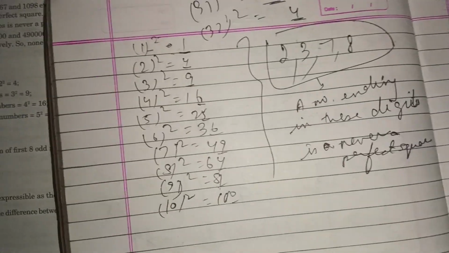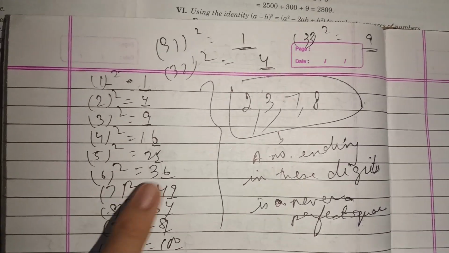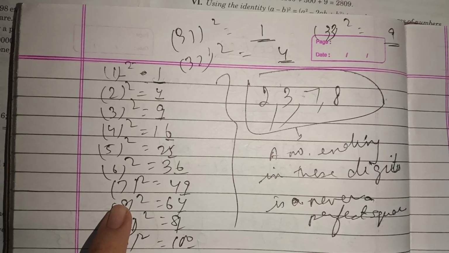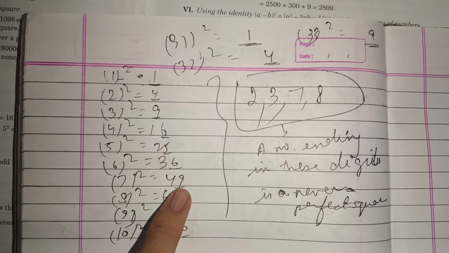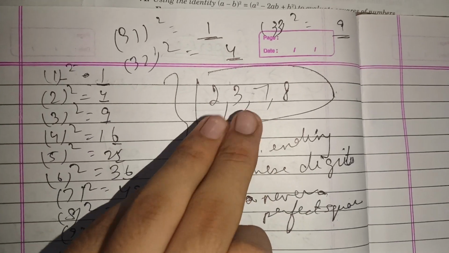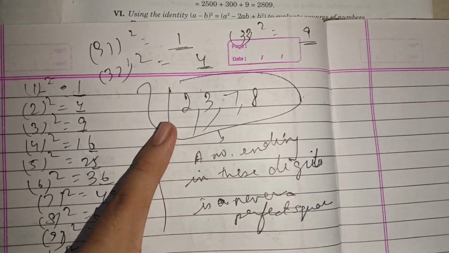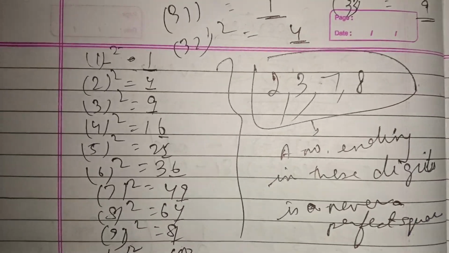Okay, if I take 45 square, the end will be 5 only. And if I take 76 square, the end will be 6 only. If I take 77 square, the end will be 9. So at the end there is no 2, 3, 7 or 8. So a number ending in these four digits is never a perfect square. Is that clear, everyone?